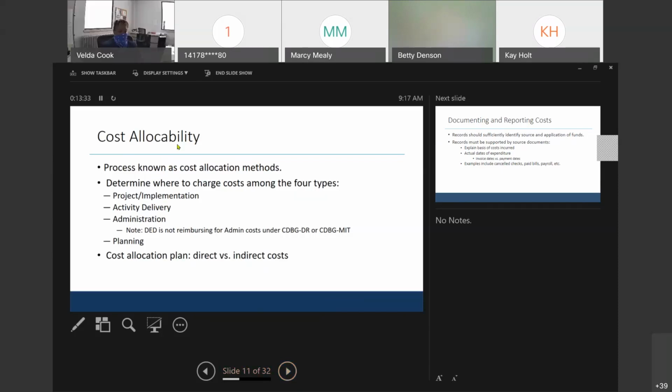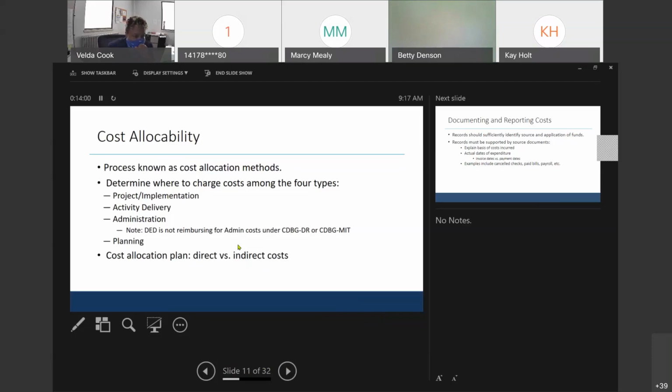So the cost allocability is that you're just deciding how to allocate the costs that are involved in your project. You're deciding where to build them, where they belong in the structure of things as you're building out your budget. So there's 4 major cost types that are involved. You may or may not use all of them in one single project for the most part.